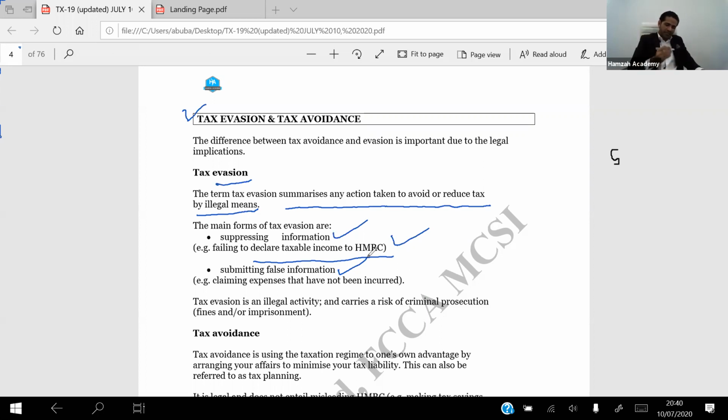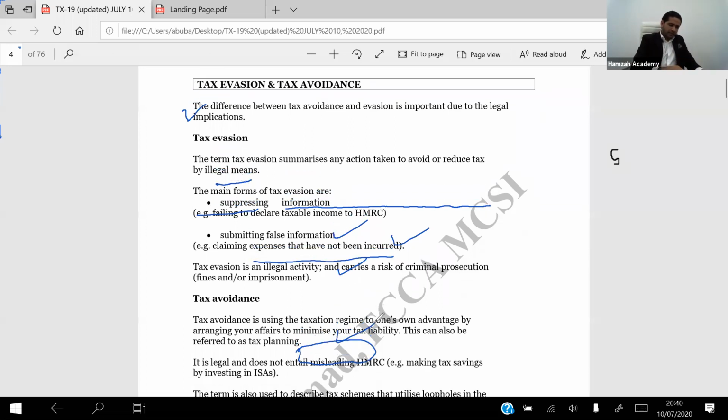Tax avoidance is using the taxation regime to one's own advantage. As I said, I had the ownership of my house. I was able to save tax by just changing the ownership to my wife's name. That's it. I took advantage of the taxation regime. Regime means the taxation law. The simple word is taxation law. I just used that part.